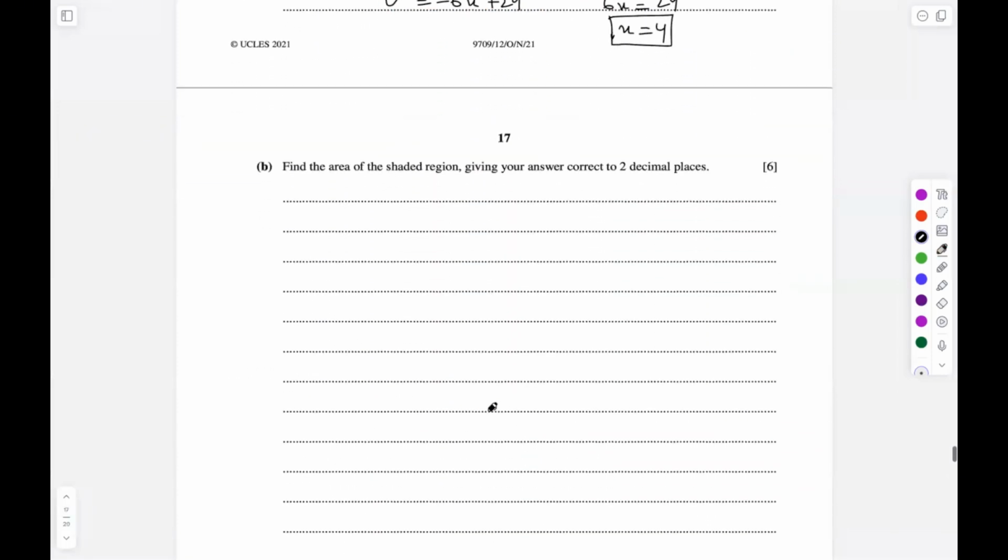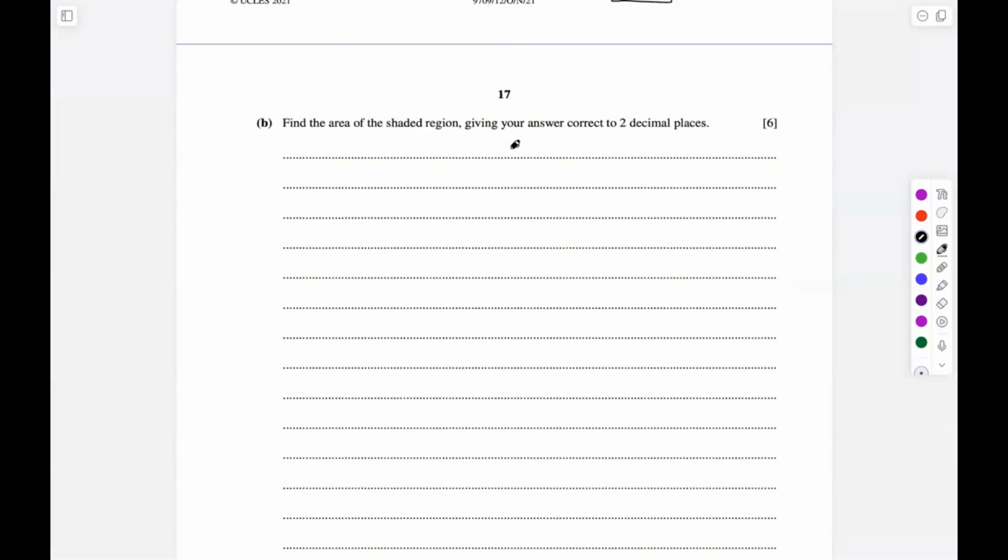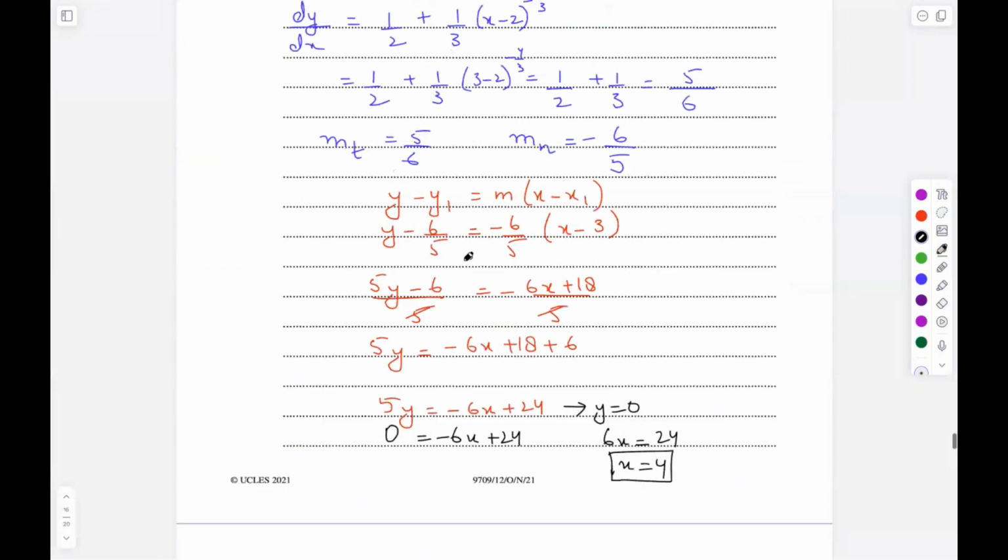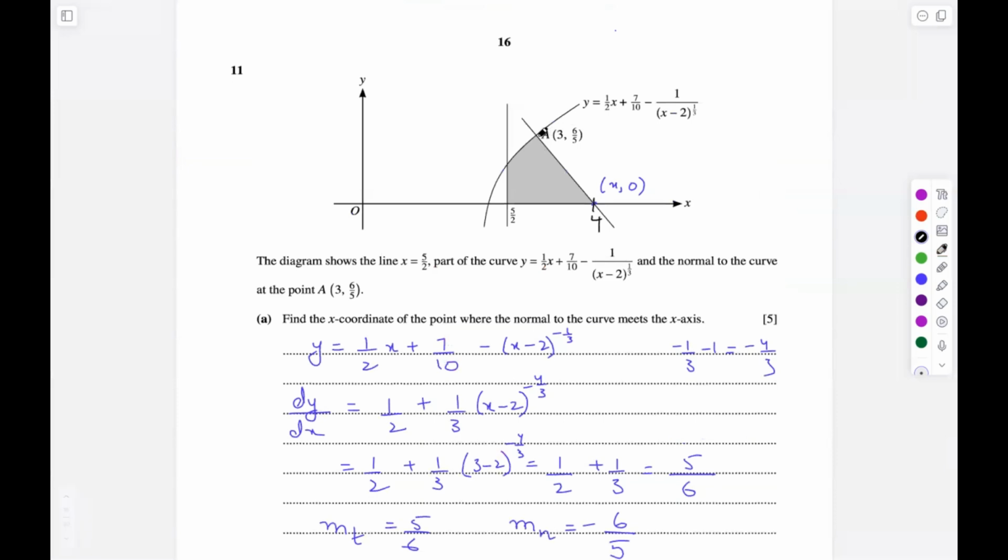Now in part B, we have to find the area of the shaded region, giving the answer correct to 2 decimal places. To find the area of the shaded region, we have the curve and the normal intersecting at point A. So we will use this point to find the area under the graph for the equation y = 1/2 x + 7/10 − 1/(x − 2)^(1/3). This x value is 3, so the limits will be 3 and 5/2 for the curve. And then for the triangle, we can use half base into height. The base is 1 and the height is 6/5. So we can do 1/2 into 6/5 into 1.